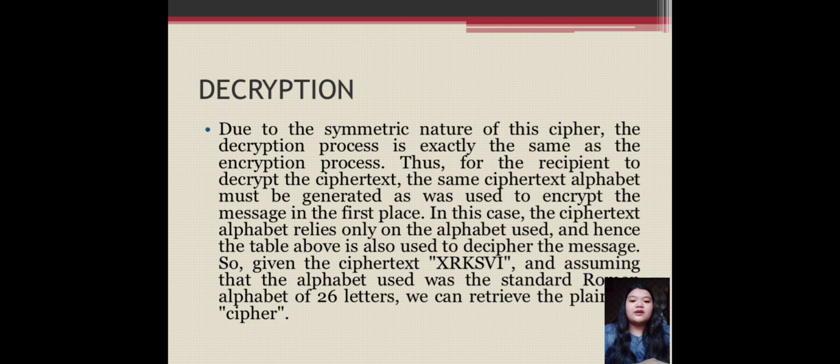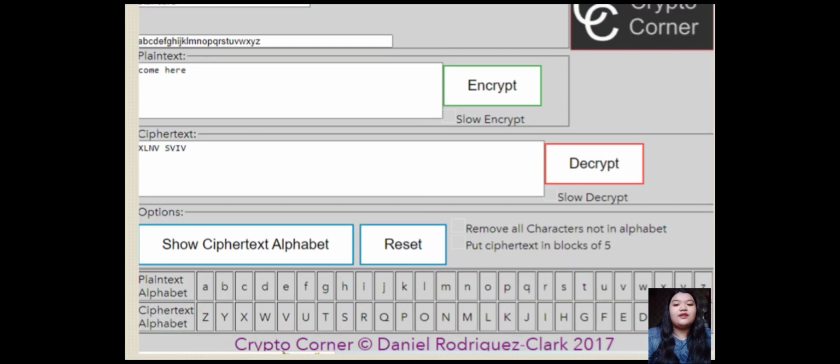In this case, the ciphertext alphabet relies only on the alphabet used, and hence the table above is also used to decrypt the message. So, given the ciphertext XLNV SVIV, and assuming that the alphabet used was the standard Roman alphabet of 26 letters, we can retrieve the plaintext. In here, we type XL, NV, SV, IV into the ciphertext box beside the decrypt button. If you click decrypt, it will show the plaintext.